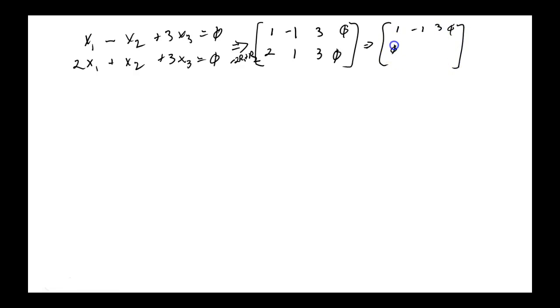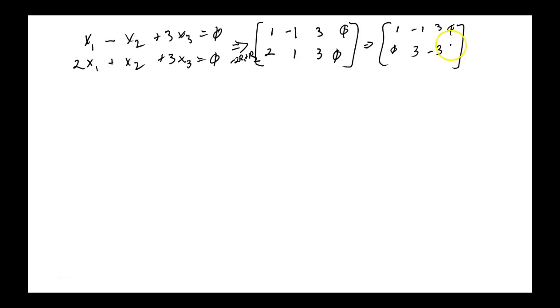0, 3, negative 3, 0. Ooh, 0. That's the nice thing about homogeneous equations, no matter what you do to them, that last column is always going to be a 0. Nothing can change it. Okay. All right.